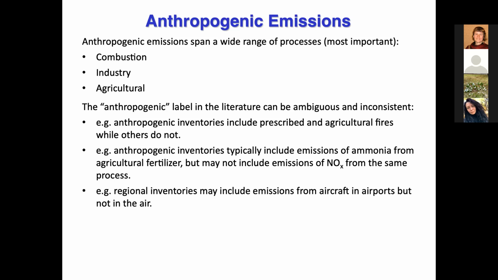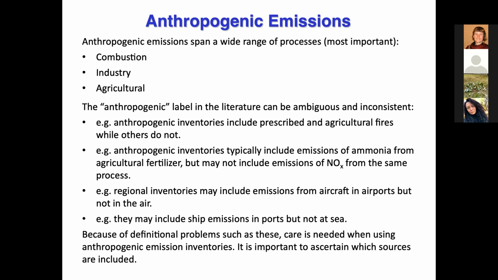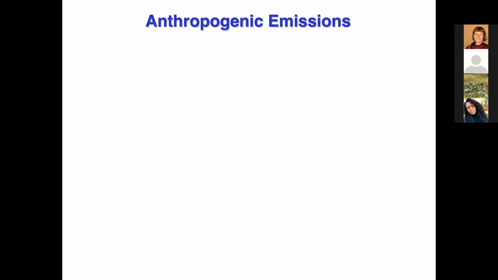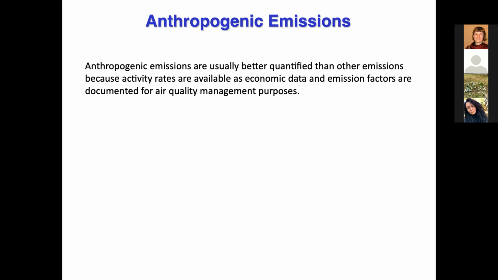Regional inventories may include emissions from aircraft in airports, but not in the air. So in the air, then it's not anthropogenic emissions. When it's in the airport, it is anthropogenic emissions. The same is for the ship. Maybe it is included in the port, but not when it is on the sea. Because of definitional problems such as this, care is needed when using anthropogenic emission inventories. It's important to ascertain which sources are included. So this is the very difficult part. You have to understand what is in these emission inventories.